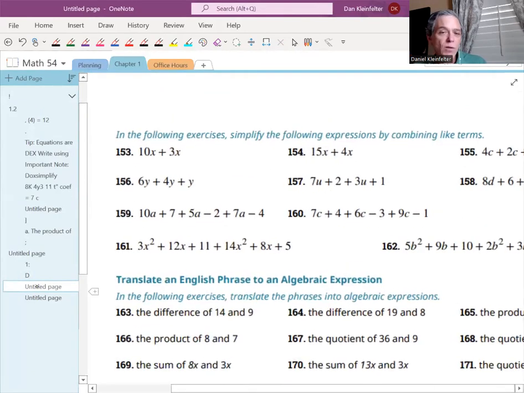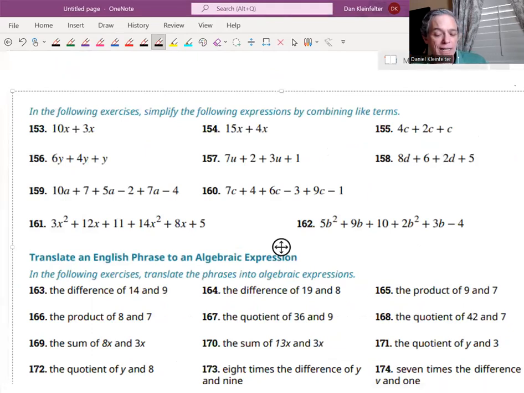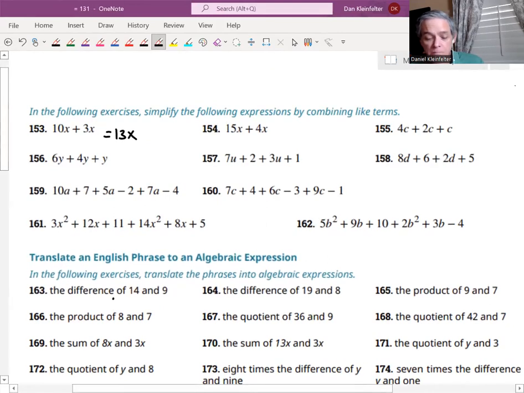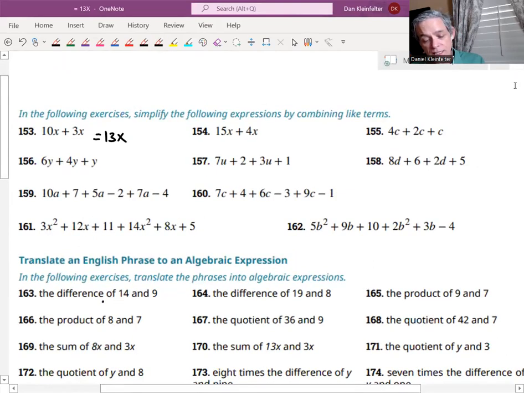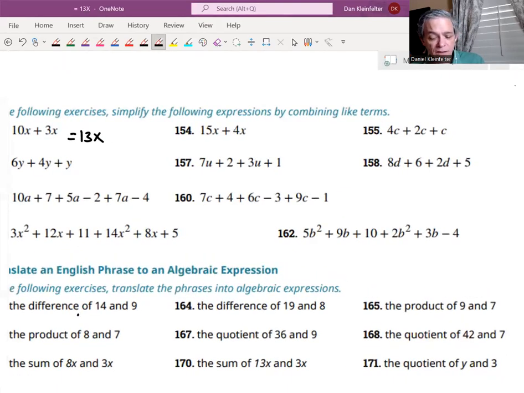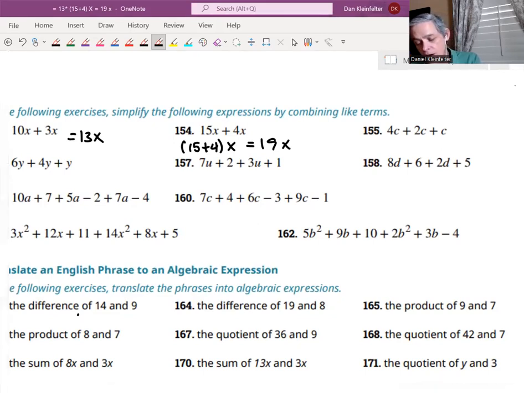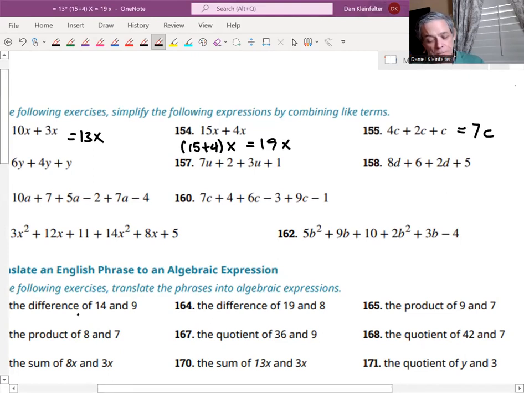Okay, just a few more. In the next part, we're going to simplify expressions by combining like terms. So 10x plus 3x, that is the same as 13x. You can also always think of this in terms of the distributive property if it helps you. Remember that 15x plus 4x can be written as 15 plus 4 multiplied by x, and that's 19x. I kind of like just thinking about how it sounds. 4c plus 2c plus c. We're adding up some c's, whatever they are. We're going to end up with 7 c's.